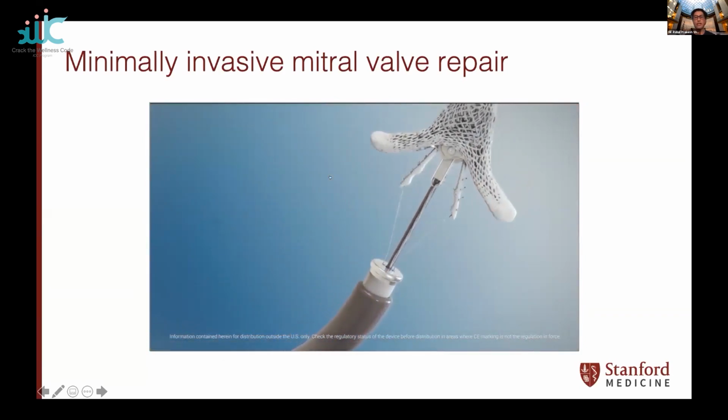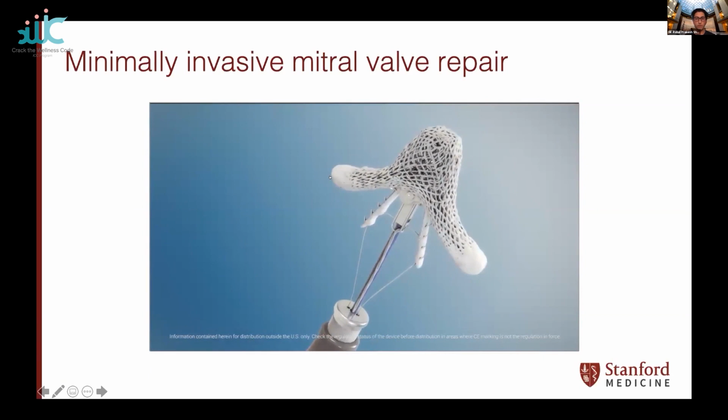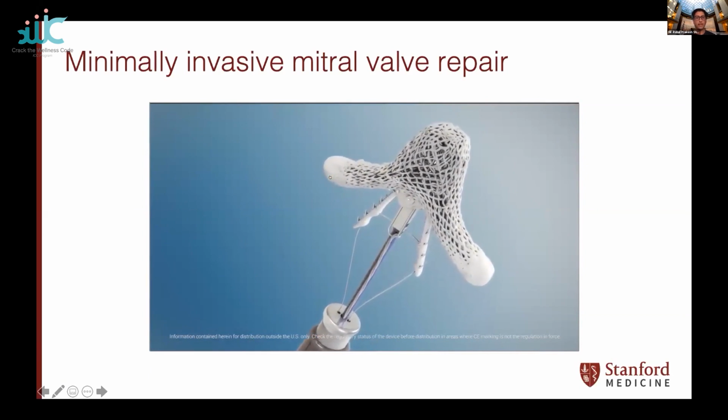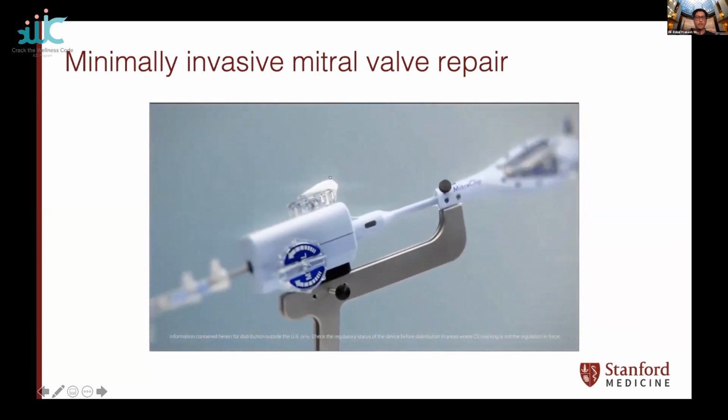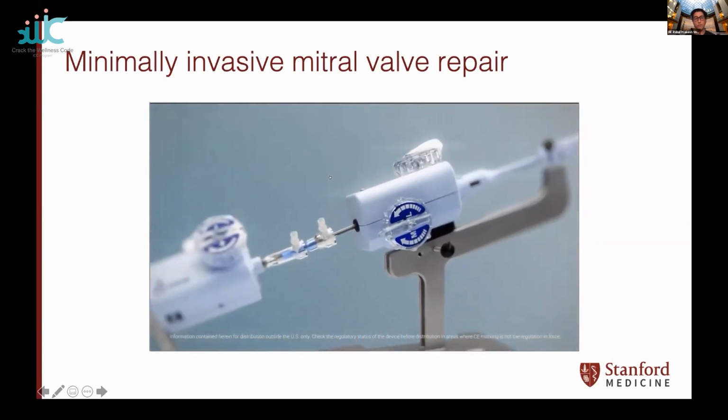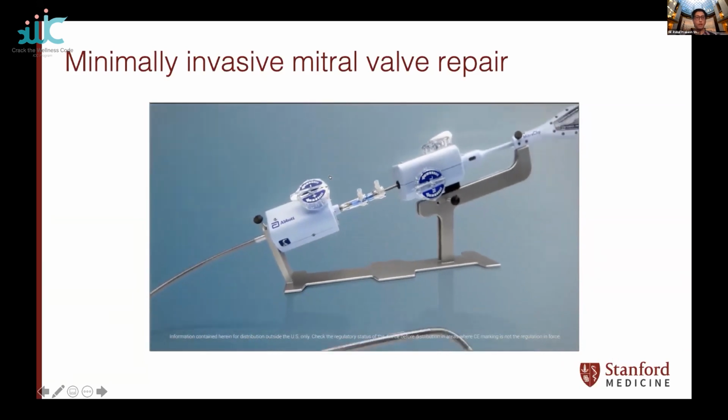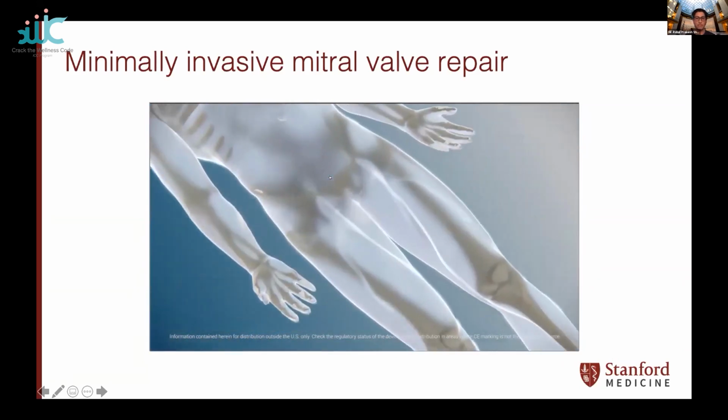Now, fortunately, this device called the mitral clip was developed. Similar to the transcatheter aortic valve for aortic valve disease, the mitral clip represents a huge step forward in the ability to treat patients who have mitral regurgitation, or a leaking mitral valve, in a minimally invasive fashion.